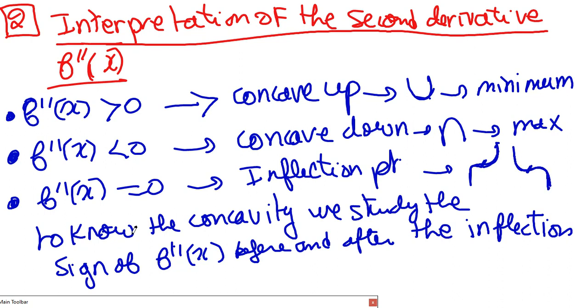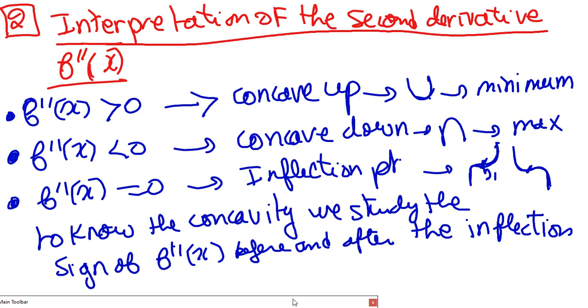In this case, to know the concavity, we study the sign of f double prime of x before and after the inflection point. So, for example, if the inflection point is at 1, I do f double prime of 0.5 and f double prime of 1.5. If f double prime of 0.5 is positive, it means it's going to be concave up like this, and if it's negative, concave down. But sometimes, guys, you can solve f double prime of x equal to 0.